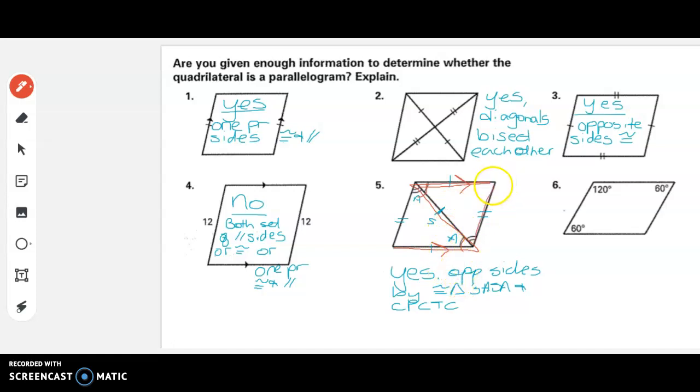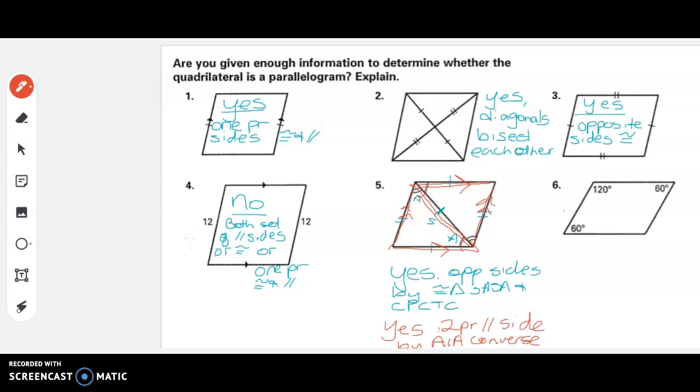And then I can go the opposite way. Make a Z. And I can prove that these are parallel based on the alternate interior angle converse. So I could also have a yes. That would be two pairs of parallel sides by alternate interior angle converse. That would be the converse. So that would be my explanation.